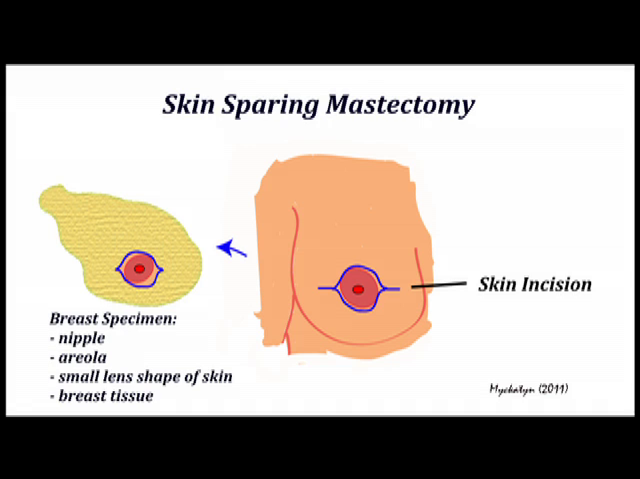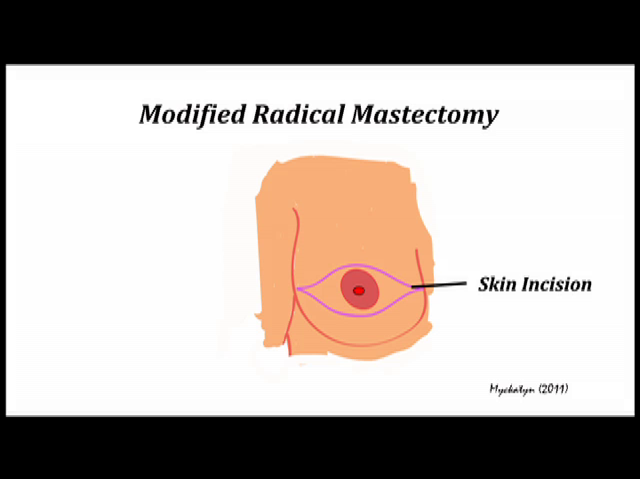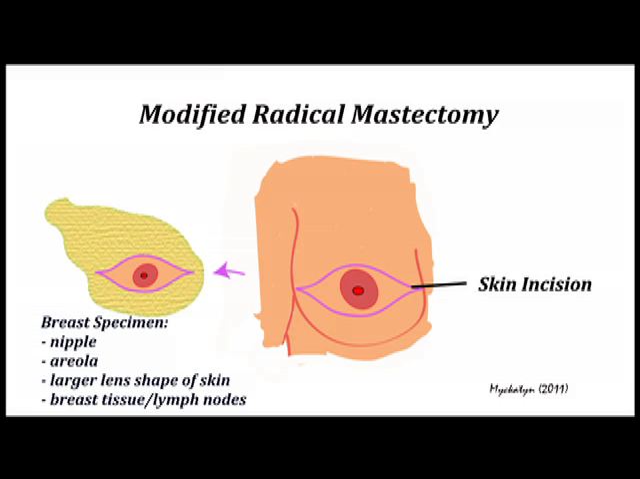In some cases, a modified radical mastectomy is required. In this case, the nipple and the areola, as well as a larger amount of skin, are removed. This is also common in patients who are large-breasted. This is done to remove excess skin in those patients.